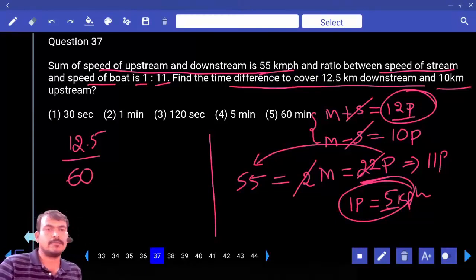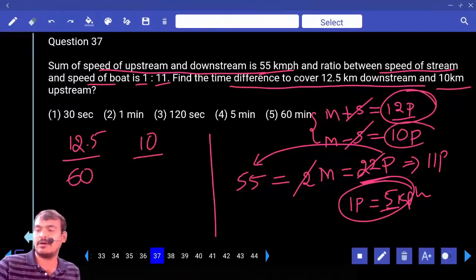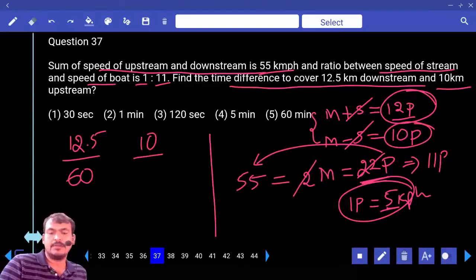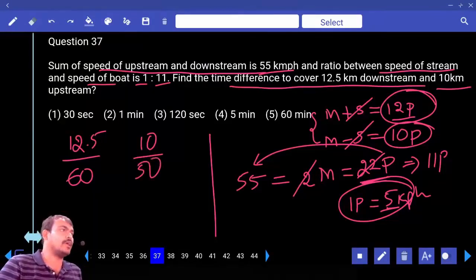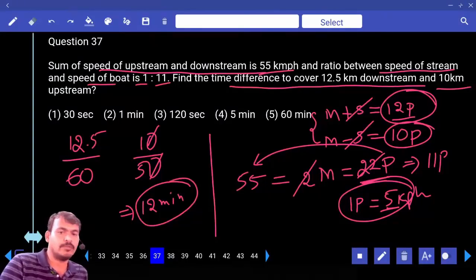10 kilometers upstream, distance is 10, but upstream speed is m minus s, how many parts? 10 parts. 10 parts is 50. Okay. We require difference in time or sum of the time? Difference in time. How many times is it? 1 by 5. 1 by 5 hour means how many minutes? 12 minutes.